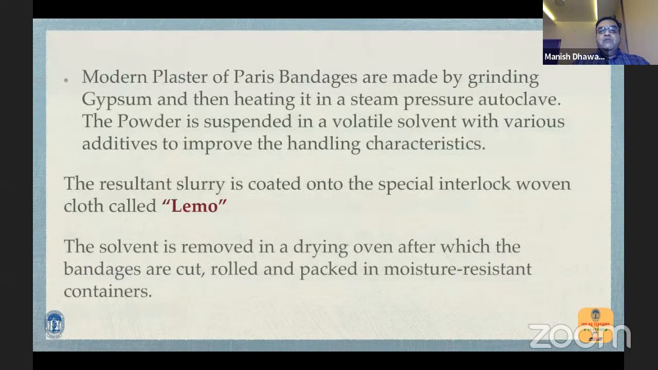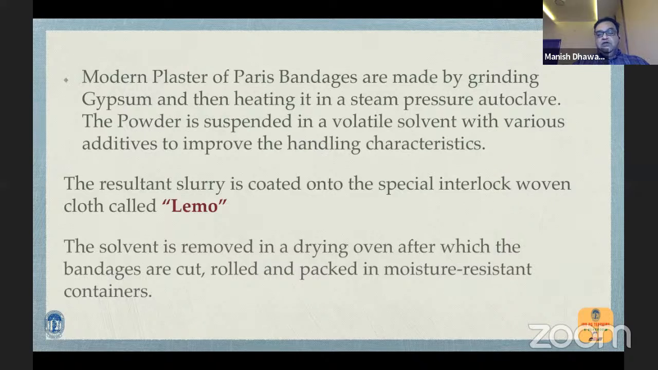Now, modern plaster of Paris bandages are made by grinding the gypsum and then heating it in a steam pressure autoclave. The powder is suspended in a volatile solvent with various additives to improve handling characteristics. The resultant slurry is coated onto special interlock woven cloth, which is known as leno. After that, the solvent is removed by drying in an oven.